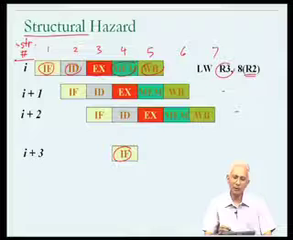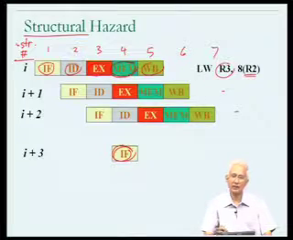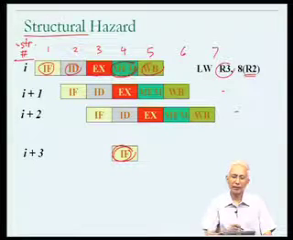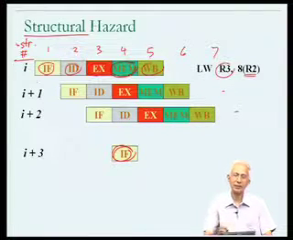But let us think a little bit about what is happening as far as instruction I and instruction I plus 3 are concerned. Instruction I, the load word instruction, is doing a memory operation, which means that it is using the cache in cycle number 4.